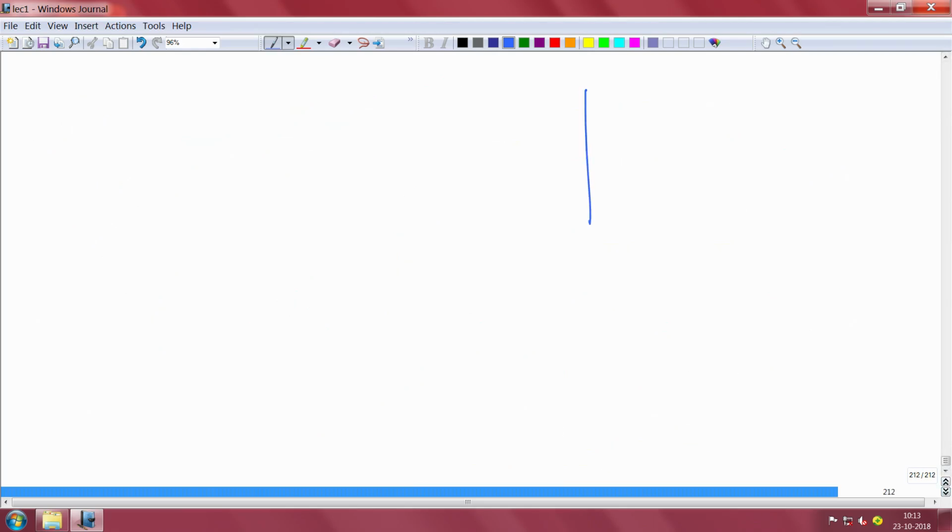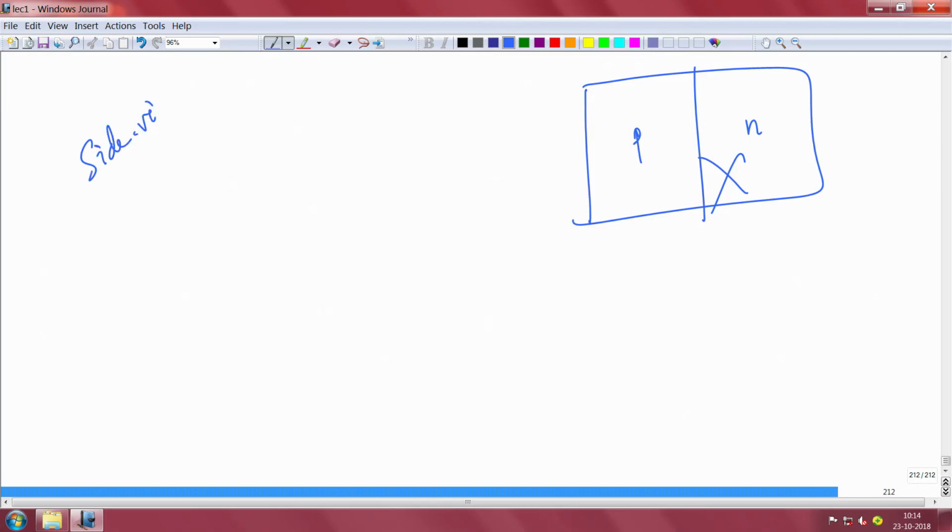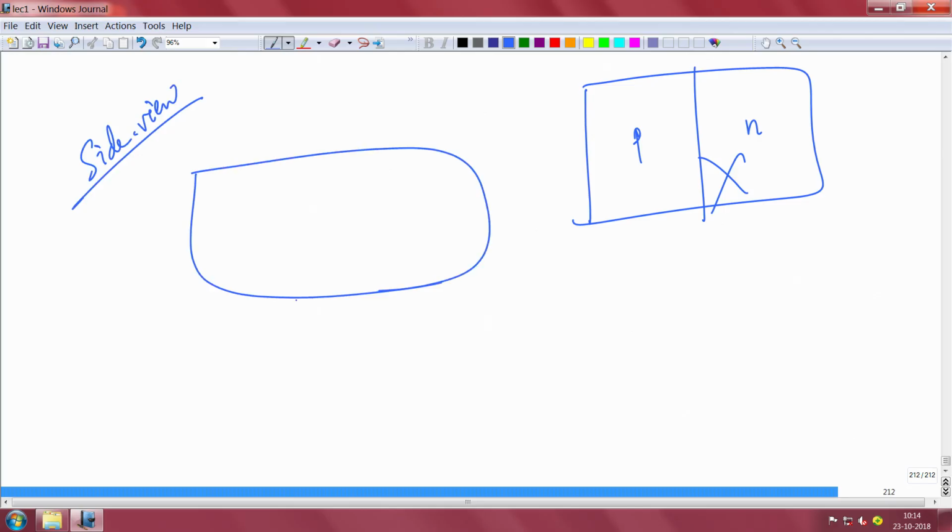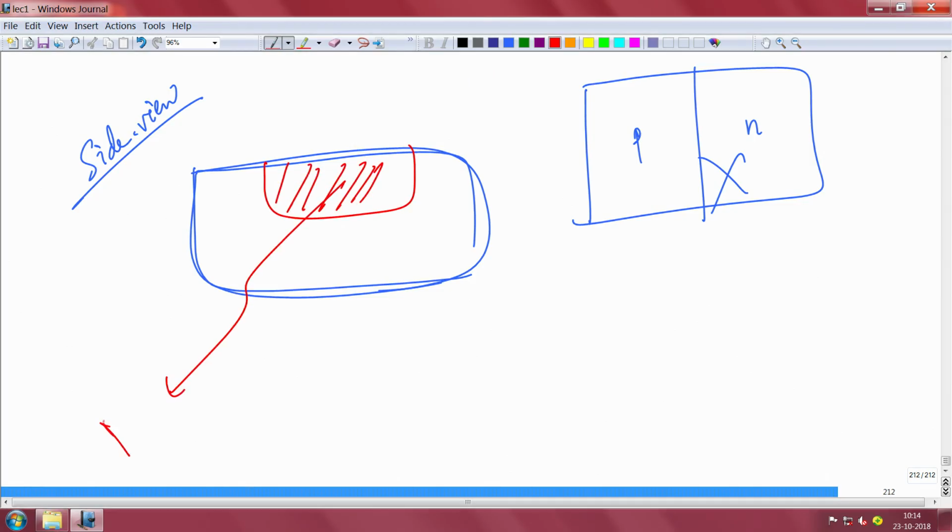For example, a PN junction is not like that. This is wrong. Actually, a PN junction would look like this in a side view. Okay, a side view of a PN junction. If you take a silicon wafer, this is a silicon wafer side view. There could be a P pocket here, which is p-type doped. This red color is p-doped silicon, and the blue is the n-type silicon.